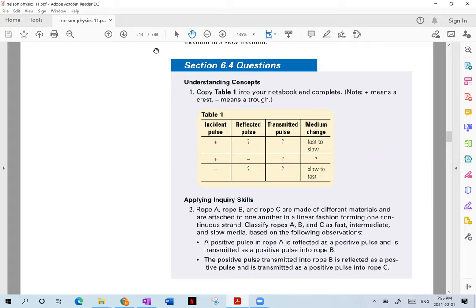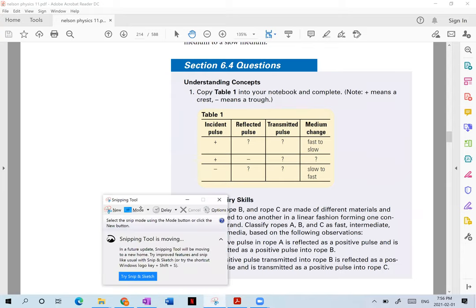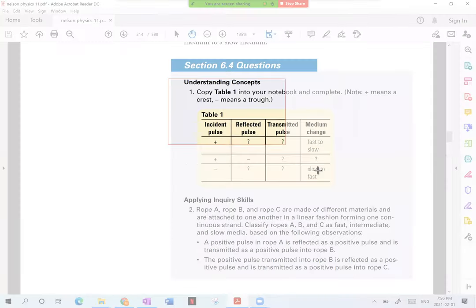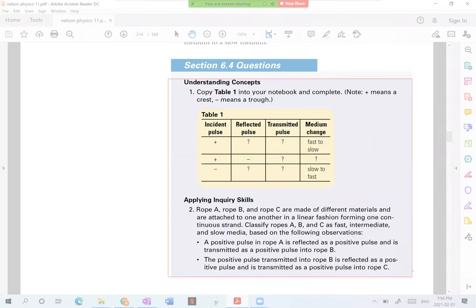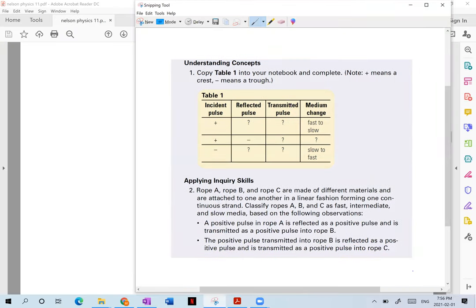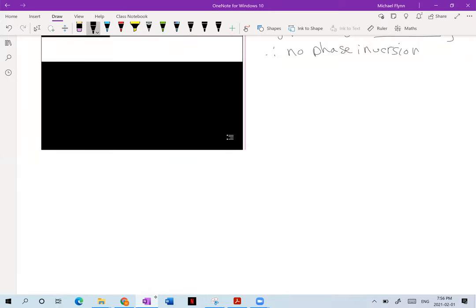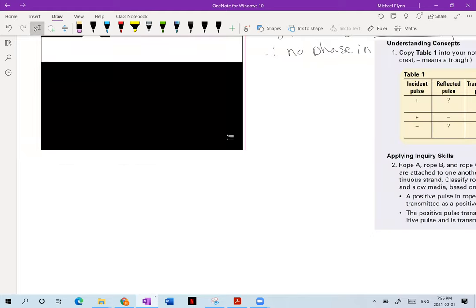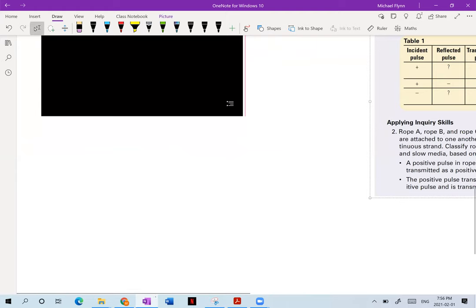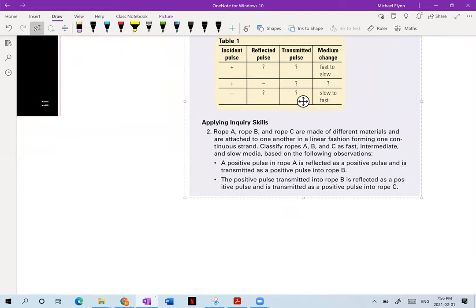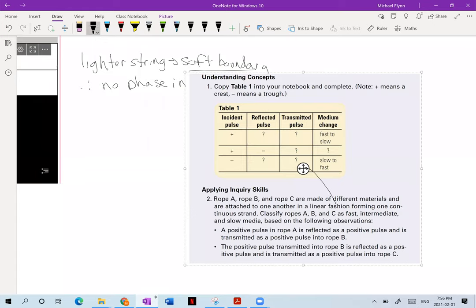Now, armed with this new information about hard and soft boundary reflections, I'm going to copy this question. So I'm going to make a new thing. I'm going to copy both of these questions over onto our page in OneNote. So I'm going to go over here and paste those questions right here. Okay, that's not where I wanted them, but let's see if it'll cooperate with me.